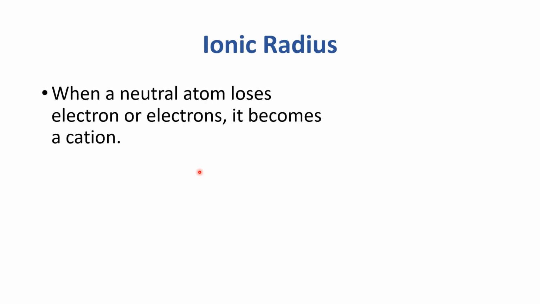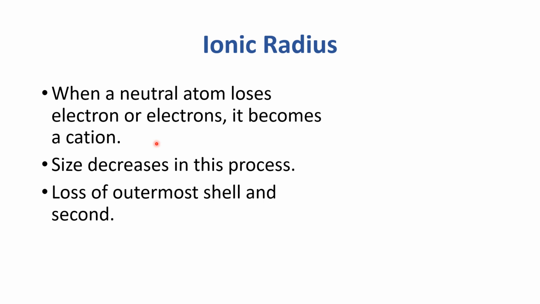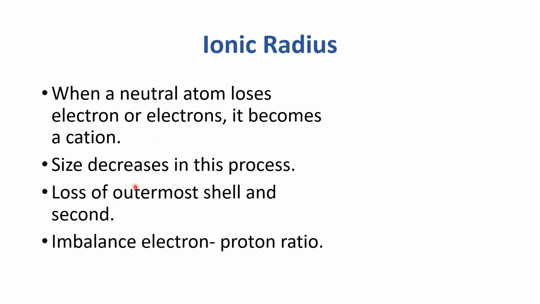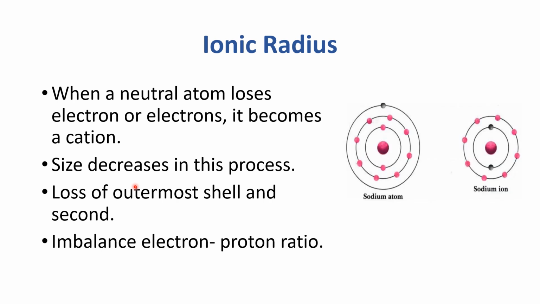Next is ionic radius. When a neutral atom loses electron या electrons, वो एक cation बन जाता है. इस process में उसका size decrease हो जाता है. It sometimes loses outermost shell या second और imbalance electron proton ratio हो जाती है. So here you can see sodium atom larger size का है, जबकि जो sodium ion है वो smaller size में.